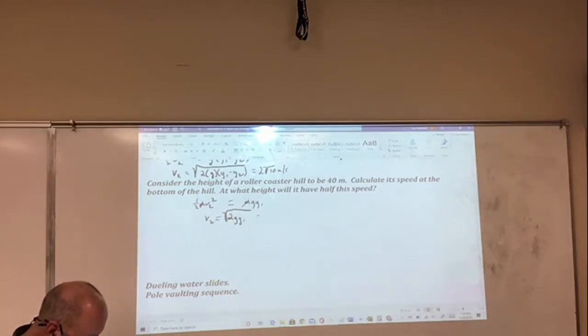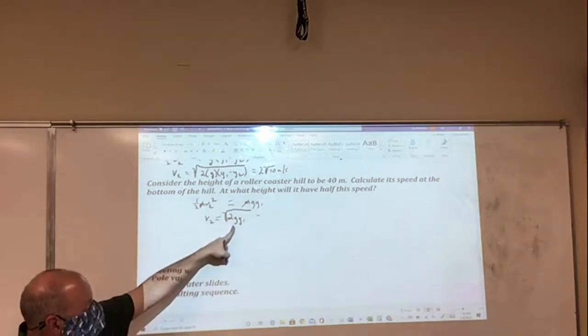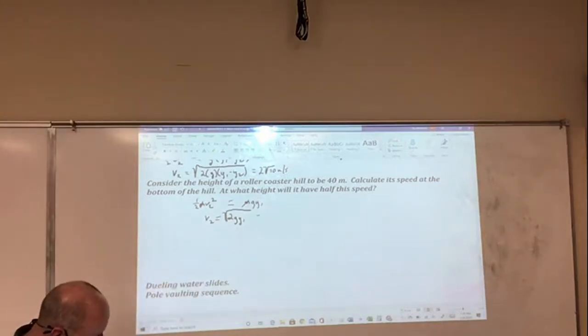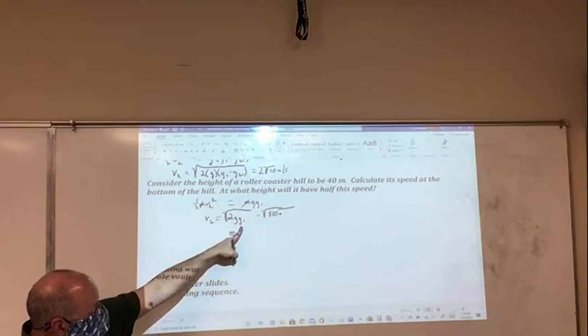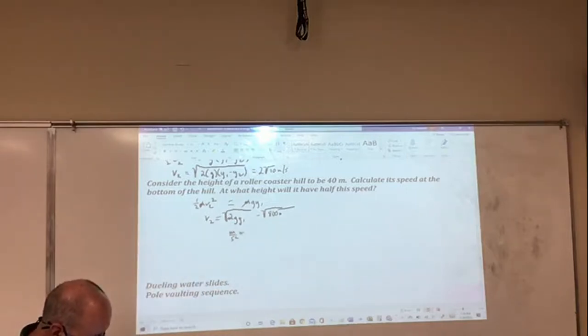And again, we're going to use 10 here, so 20 times 40, so the square root of 800. Let's make sure our units are working out here. What's the units of the acceleration due to gravity? Meters per second squared. And then for y? Meters. So if I take the square root of meters squared per second squared, I get meters per second, which is what I want. So what's the square root of 800? 28.28.